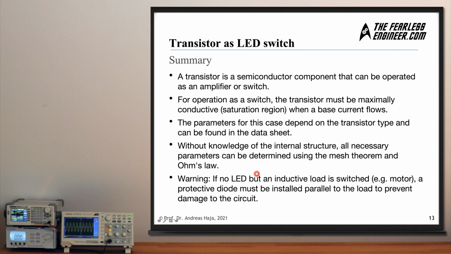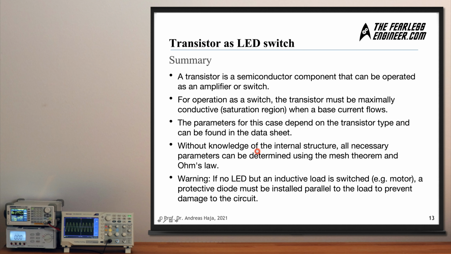Now let's summarize the major findings here from this video. First, a transistor is a semiconductor component which can be operated as an amplifier or a switch. And in order to operate it as a switch, the transistor must be maximally conductive, which means we need to operate it in the saturation region when a certain base current flows. And thirdly, the parameters for this case depend on the transistor type, and they can be found in the data sheet of the respective component.